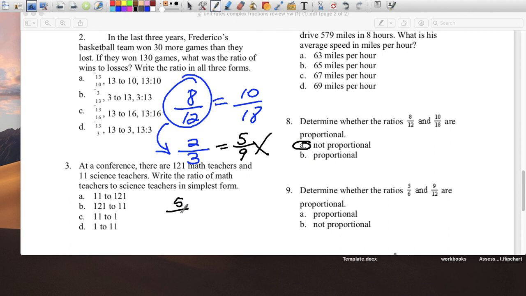Let's think about 5 over 6 and 9 over 12. Let's see if these two are proportional. We're setting the two ratios equal to each other. Are they equal? Well, 5 over 6, can I simplify? No, I can't. What about 9 over 12? Can I simplify? Yeah, I can. I can divide 9 by 3 to get 3, and if I divide 12 by 3, I get 4. Can I simplify any further? No, I can't. Now, are they equal to each other? They're still not equal. So these are not proportional.